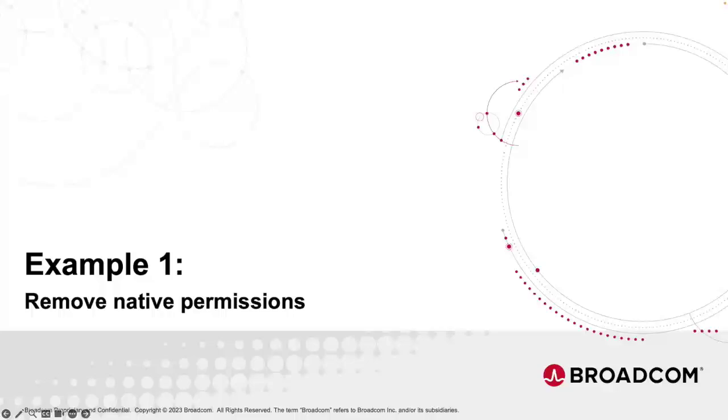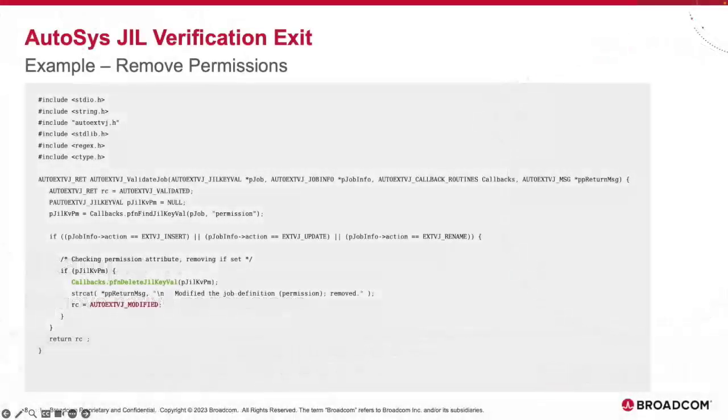In this first example, the JVE is being utilized to remove native permissions from job definitions that are being loaded from the AutoSys CLI. This is an example of the code. I am using callbacks to retrieve the permission value from the JIL and, if found, the JVE will remove it. This code has been written such that a message will be provided back to the user to inform them that an amendment was automatically applied to the JIL that they submitted. Let's see this in action.